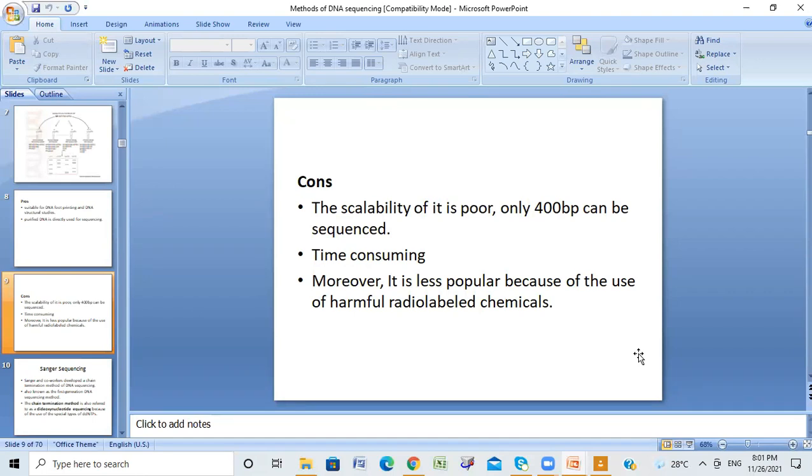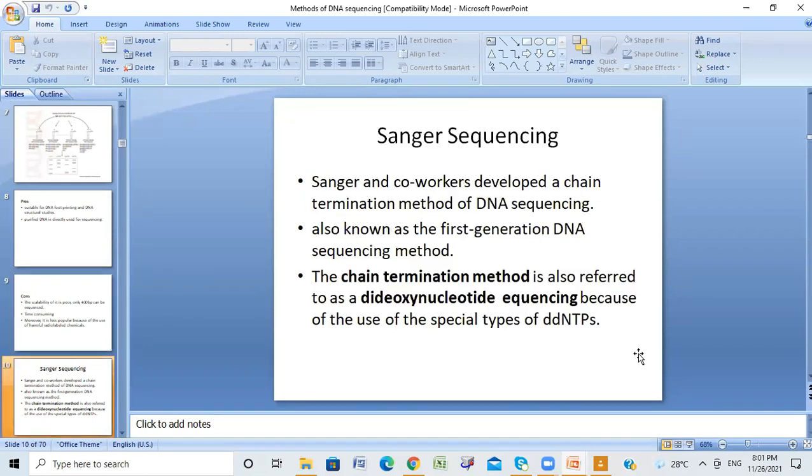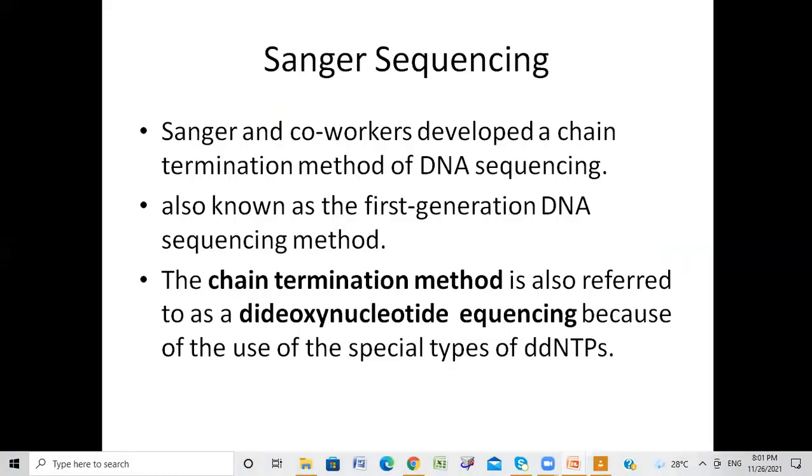Prospects or the advantages and constraints of the Maxam-Gilbert method. So the second milestone in DNA sequencing is the Sanger sequencing. This is the foundation, the pillar for the rest of the DNA sequencing methods development. So this is the Sanger sequencing method.